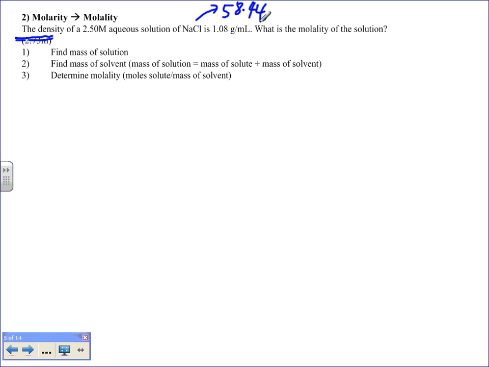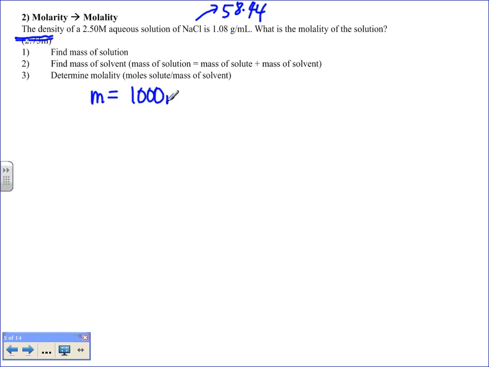What we need to do if we want to convert from molarity to molality is first figure out the mass of the solution, because remember that molality is the moles per kilogram of solvent. So ultimately we need the moles of sodium chloride that we're dealing with and the mass of the solvent. So if we find the mass of the solution, we know we've got 1 kilogram.